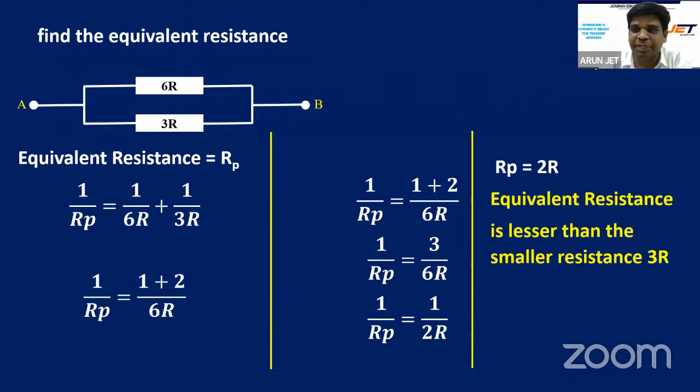Now note one thing, students, written on the screen in the yellow font. Equivalent resistance in a parallel network is always lesser than the smallest resistance in the network. Lesser than the least. In series, equivalent resistance is greater than the greatest. Note this point. This is a very interesting point, students. Equivalent resistance in parallel is lesser than the least.